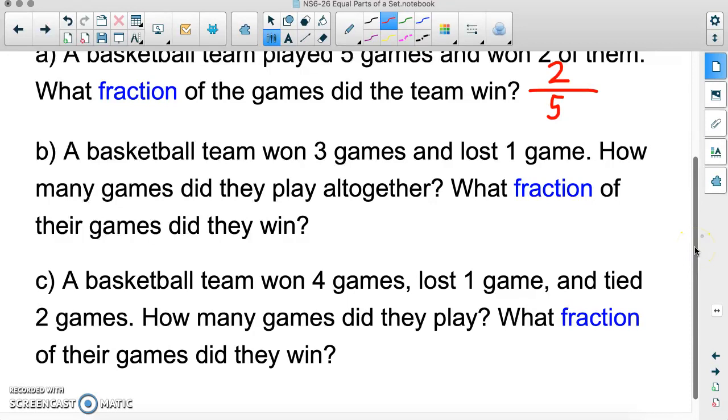So for B, you should have found that they played 4 games total and they won 3. So the fraction that you're looking for is that they played 4 altogether, and of those 4, they won 3 of them. So what fraction of the games did they win? They won 3/4. And then for C, you should have found that they played 7 games and they won 4 of them. So the fraction of their games they won was 4/7.